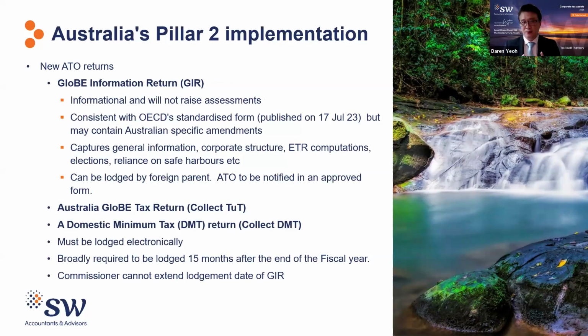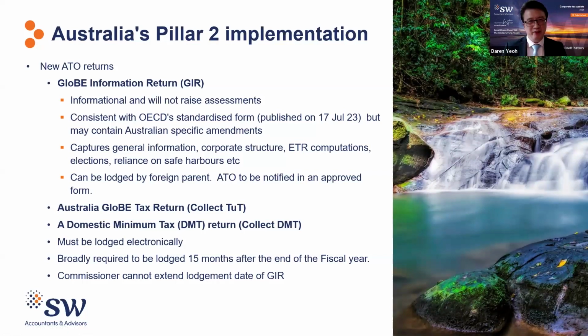So what are the forms you need to lodge with the ATO? So there are 3 returns. One is the Global Information Return. So this is really informational. It will not raise assessments. It is consistent with the OECD standardized form, which was published on 17 July 2023. So you can actually download that form to have a look at it. It may also contain Australian-specific amendments as well.